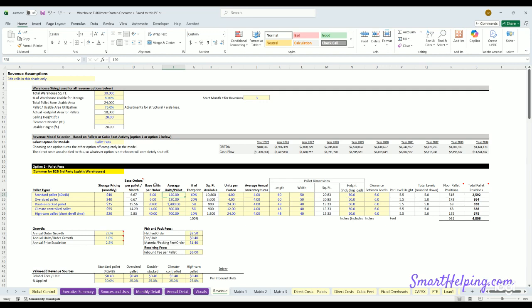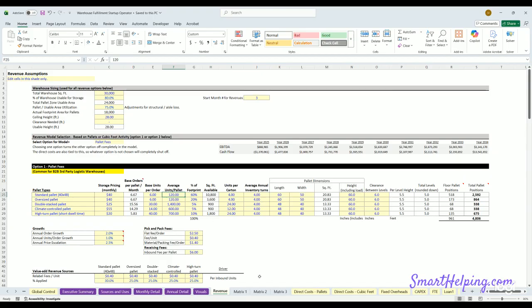And so here you can see base units per order is only 6, and a pallet has 120 units on it. So even though a full pallet is 120 units and the order is only 6, you're going to have a lot more shipping and loading events than total outbound pallets. So there's a factor there.